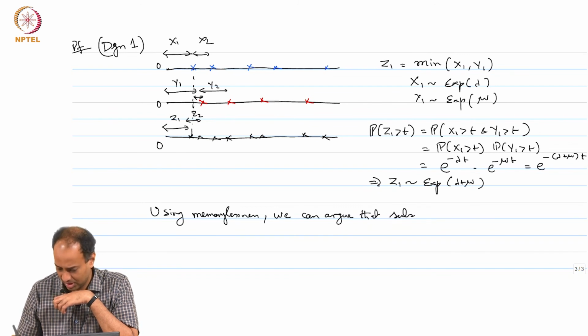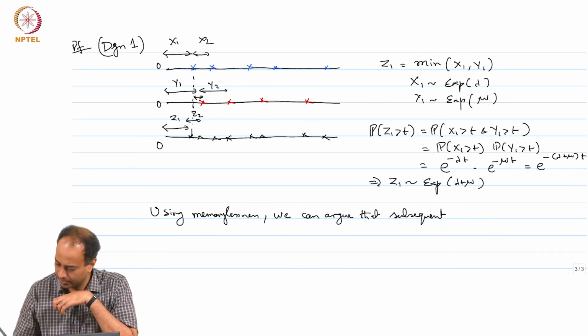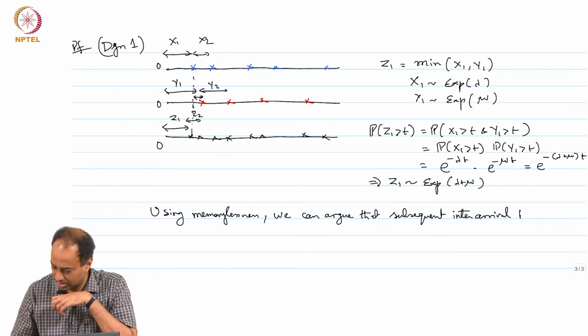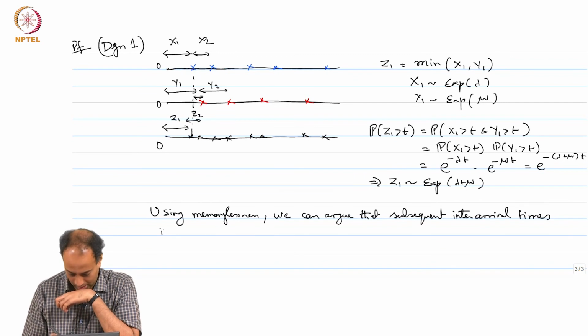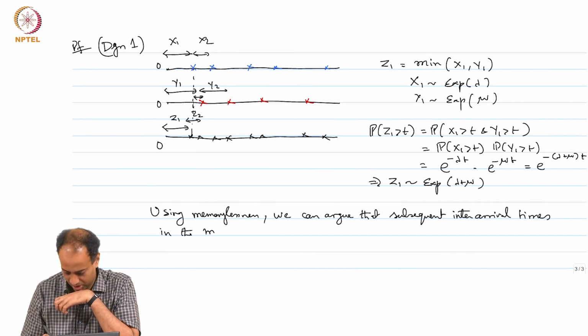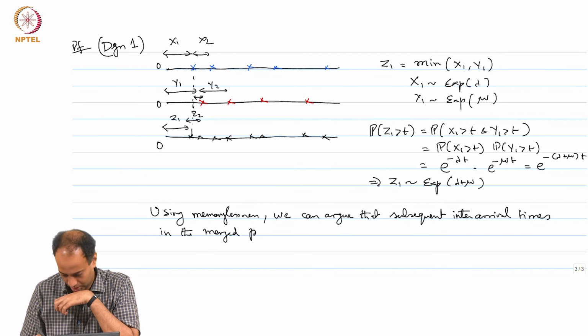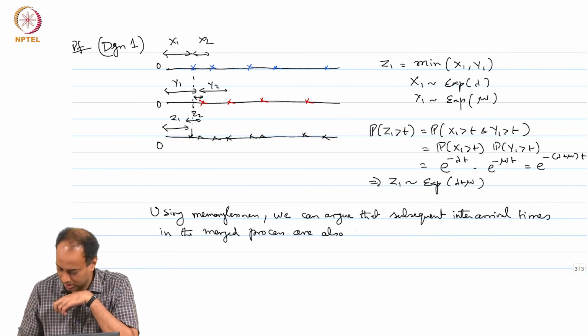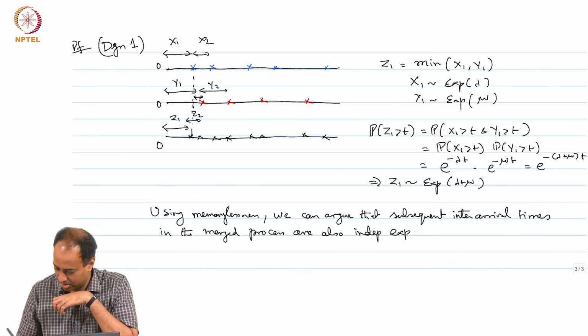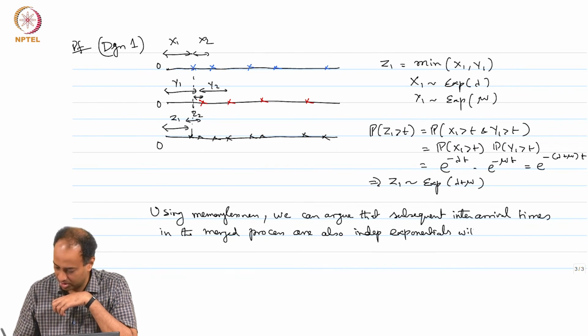subsequent interarrival times in the merged process are also independent exponentials with parameter lambda plus mu.